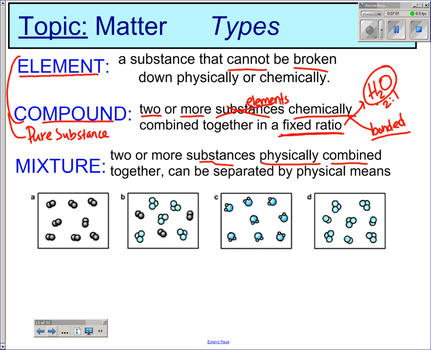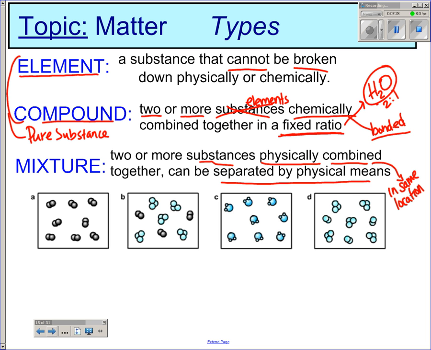And then our mixtures, which are physically combined, means that they're just in the same location. They could be attracted to each other with intermolecular forces, but they are not actually bonded together. Since they're not bonded together, they can be separated by physical means. Remember, we just talked about on the last slide, that would be like evaporation, distillation, filtration.